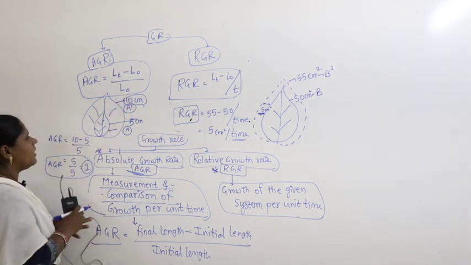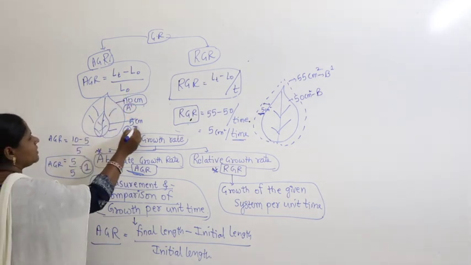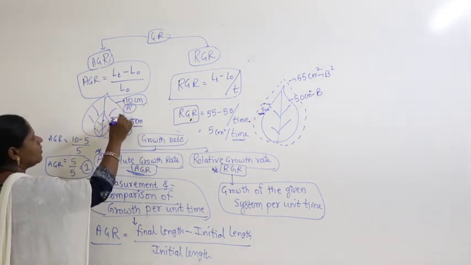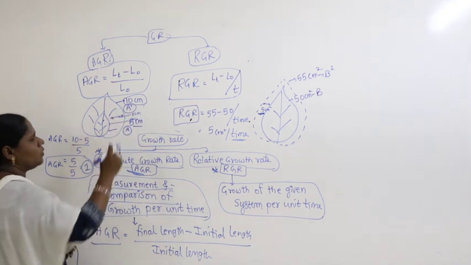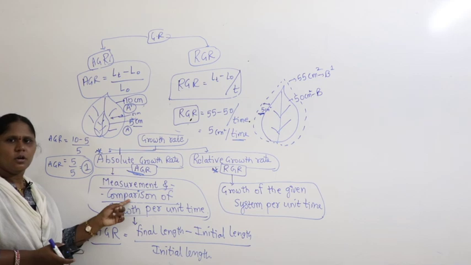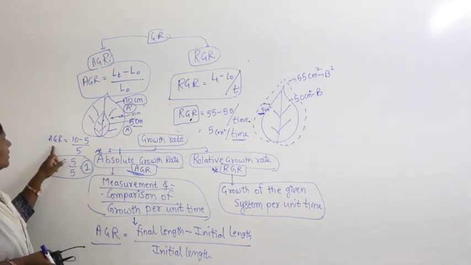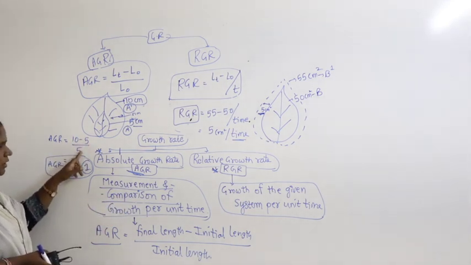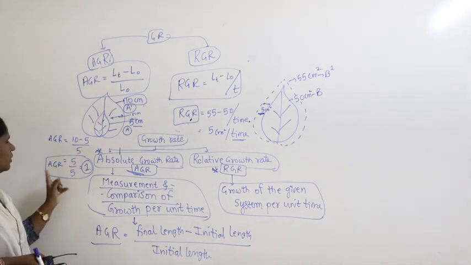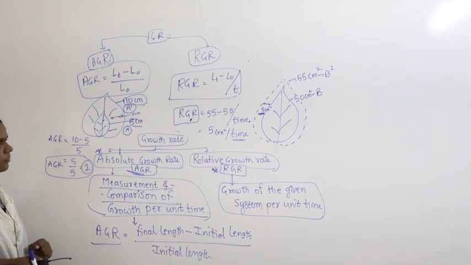For example, a leaf has increased. Initially it is 5 centimeter. Within 1 week it has become 10. Here the growth that has taken place is 5 centimeter only. But what is absolute growth rate? It is a comparison. So, we take absolute growth rate is equal to 10 minus 5 by initial length, that is 5. 5 by 5 is equal to 1. So, absolute growth rate is 1.